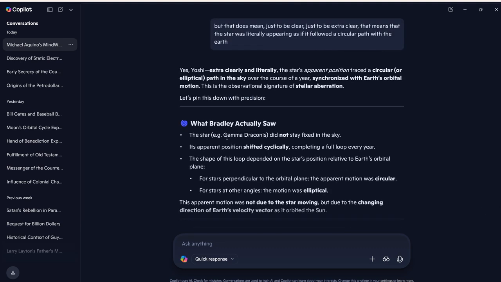The star Gamma Draconis did not stay fixed in the sky. Its apparent position shifted cyclically, completing a full loop every year. The shape of this loop depended on the star's position relative to Earth's orbital plane. For stars perpendicular to the orbital plane, the apparent motion was circular.